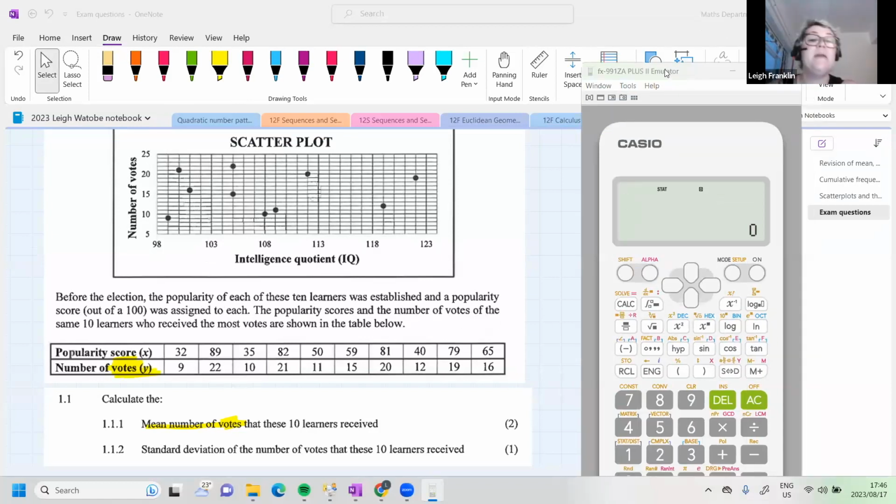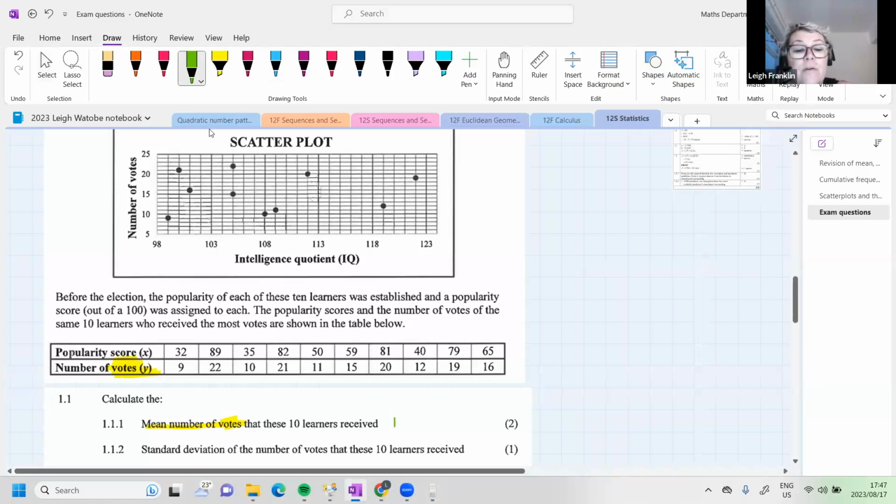Okay. Yes. So the mean, that's correct. Luzuko, Mikhail, Renee. Yes, yes, yes. Lovely. Okay. So perfect. You should have got a mean number of votes of 15,5. And in this case, you're calculating the mean of Y.